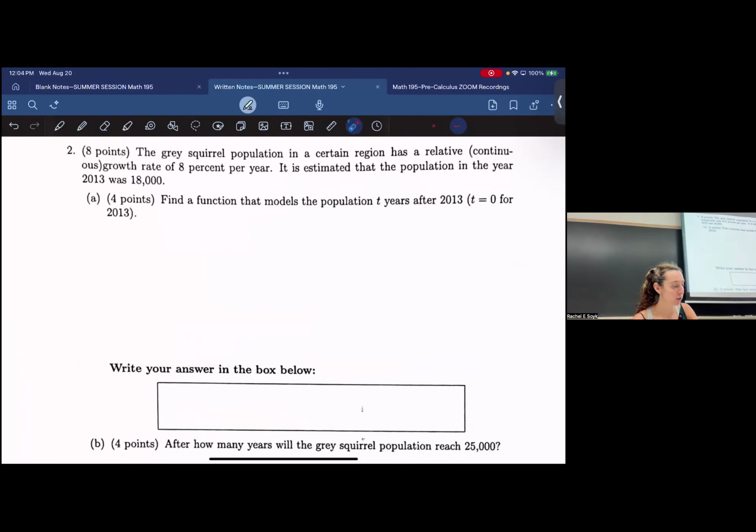We have the gray squirrel population in a certain region has a relative continuous growth rate of 8% per year. Okay, well, 8% as a decimal, I'm just going to write off to the side as 0.08. It's estimated that the population in the year 2013 was 18,000. So 18,000 is going to be that starting squirrel population value. And we want to find a function that models the population t years after 2013.